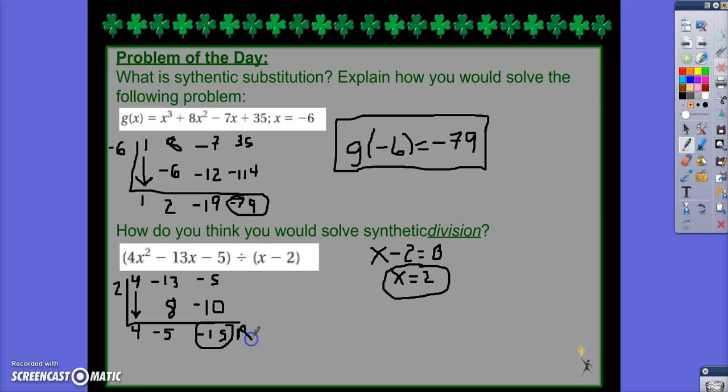So what I mean by that is how I would write my final answer is 4x, because x squared divided by x is x to the first power, so you always go one exponent less. Then what comes after x to the first? The constant, -5. And then here's your remainder, -15 over x minus 2.